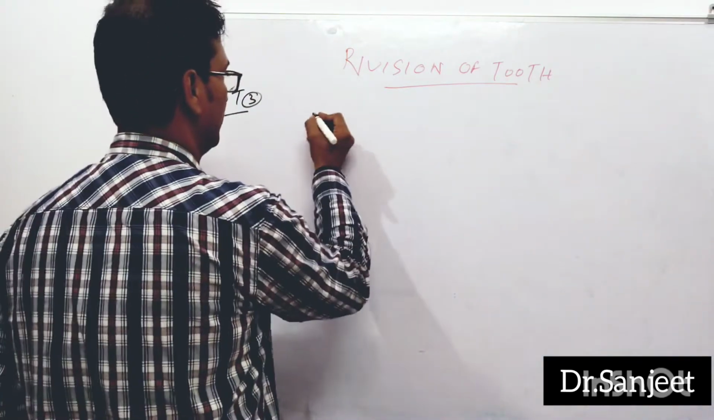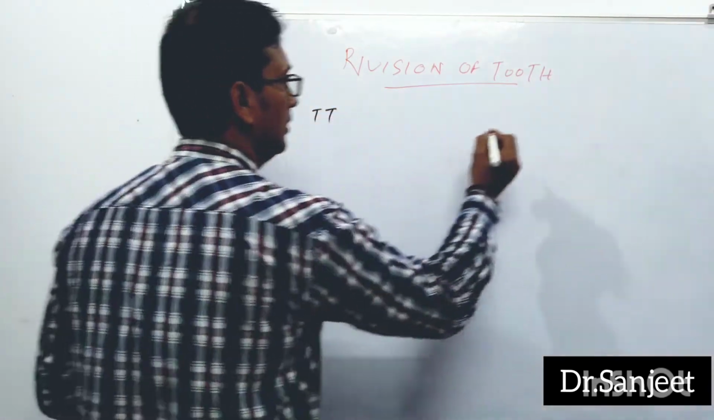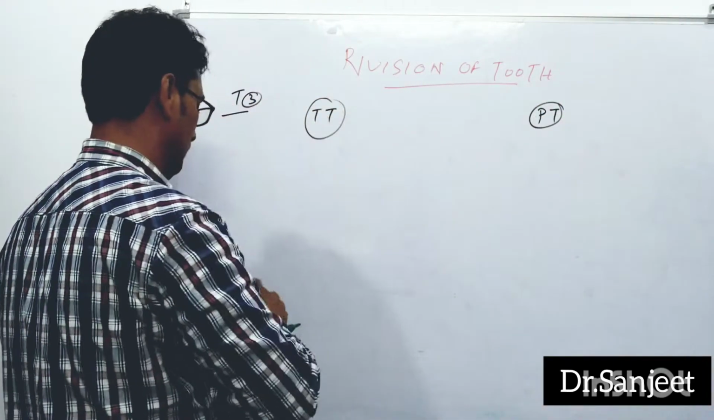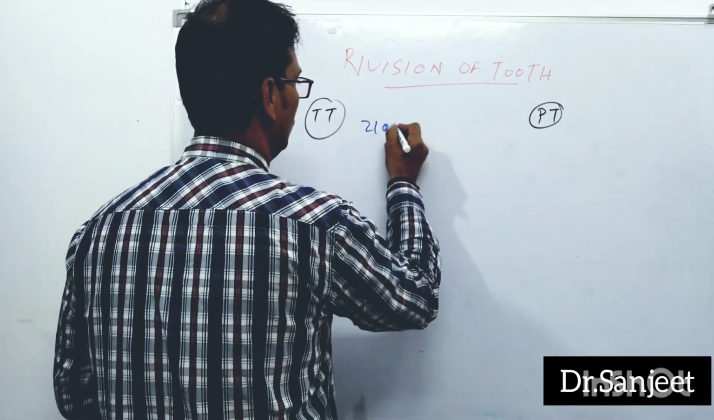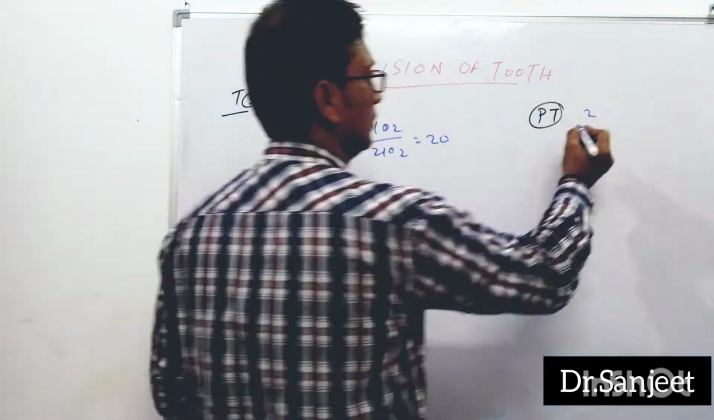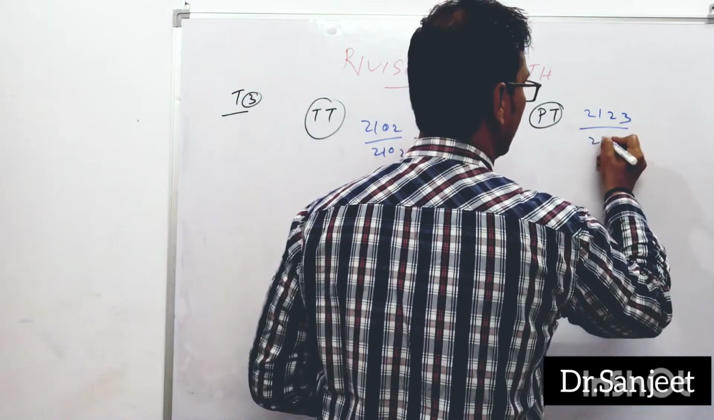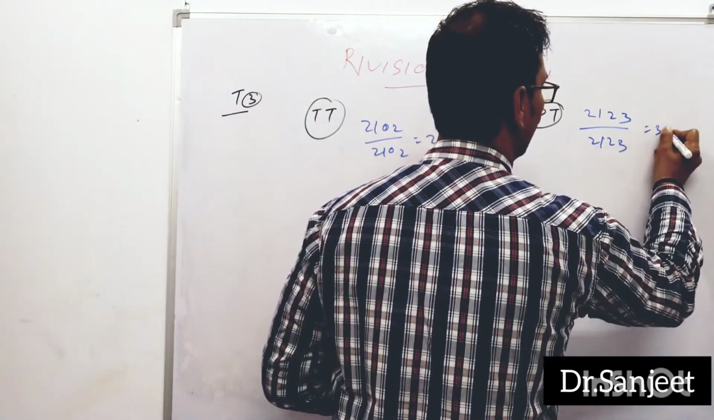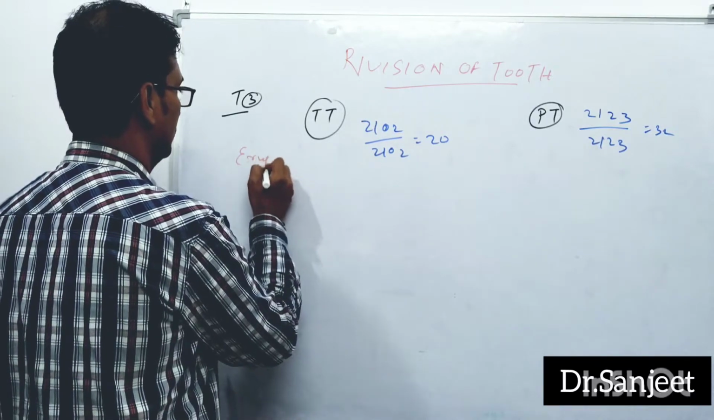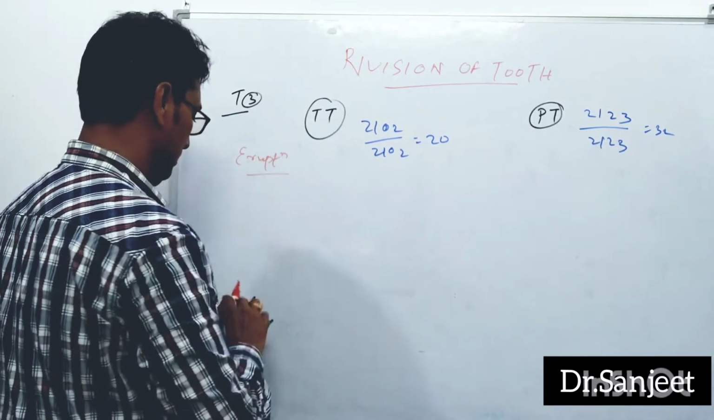So, two types of tooth, temporary tooth and permanent tooth. Temporary: 2102 by 2102, 20 in number. Permanent: 2123 by 2123, 32 in number. And eruption of tooth, eruption of tooth in temporary tooth.